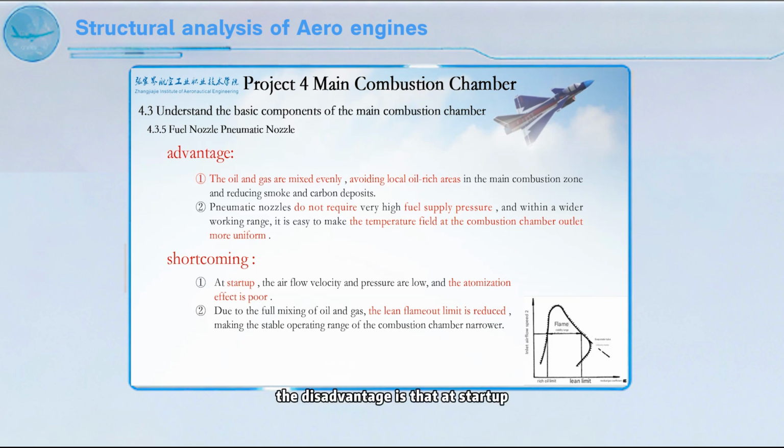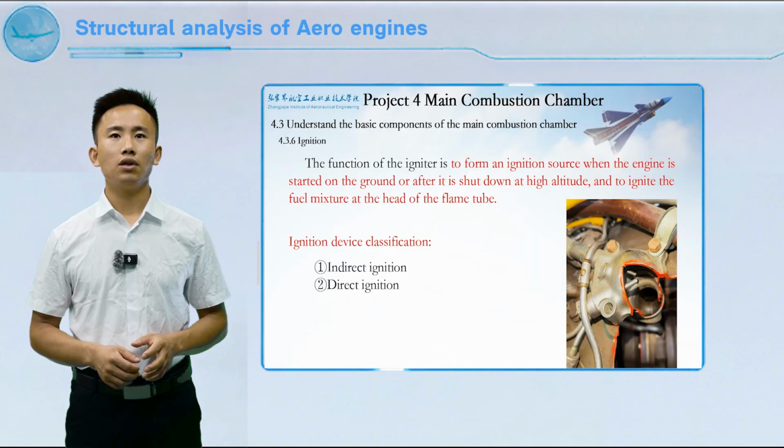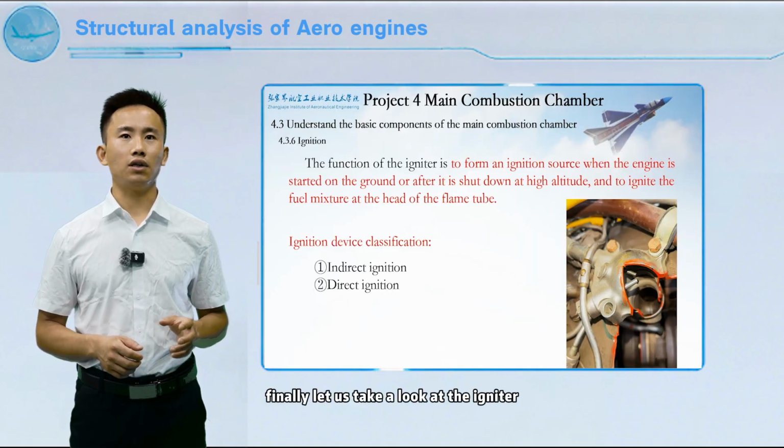The disadvantage is that at startup, the airflow, velocity and pressure are low, and the atomization effect is poor. Due to the full mixing of oil and gas, the lean flameout limit is reduced, which narrows the stable working range of the combustion chamber. Evaporative nozzles and oil slinging plate nozzles are less used, so we will not introduce them here. Finally, let us take a look at the igniter.